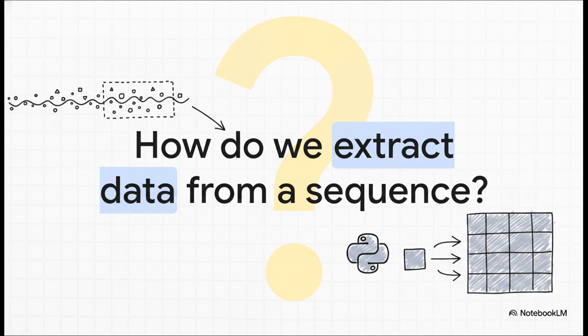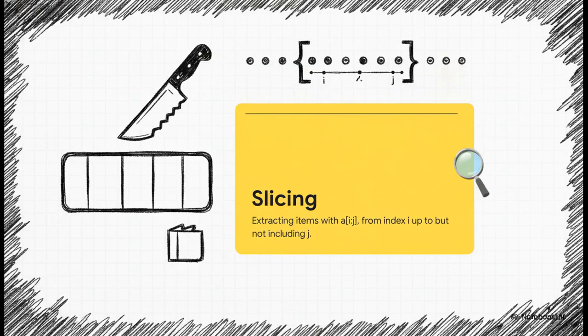Whether you're dealing with a basic list or a massive multidimensional array, you absolutely have to know how to grab the exact chunk of data you need right when you need it. Think of slicing as literally taking a pair of scissors to your data. You use square brackets with a colon in the middle, like a[i:j]. Now remember, Python starts counting at 0. So when you slice from index i to j, Python pulls the data starting exactly at i and goes right up to, but does not include, j.